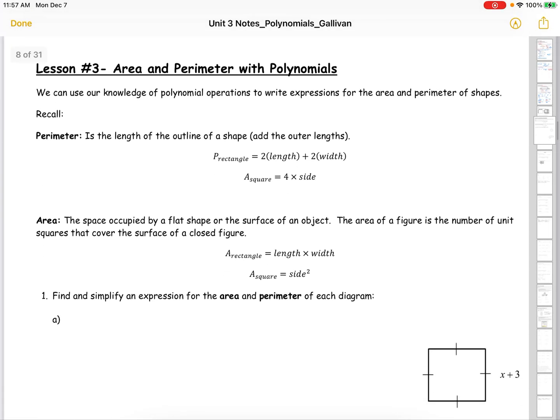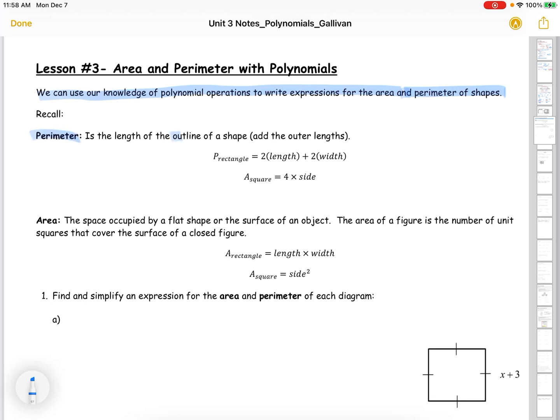Okay, lesson 3, area and perimeter with polynomials. So it's just quick pages. Now we're going to take our multiplying and our adding of polynomial skills that we talked about earlier, and we're going to use them to solve area and perimeter problems. Now, we can use our knowledge of polynomial operations to write expressions for the area and perimeter of shapes.